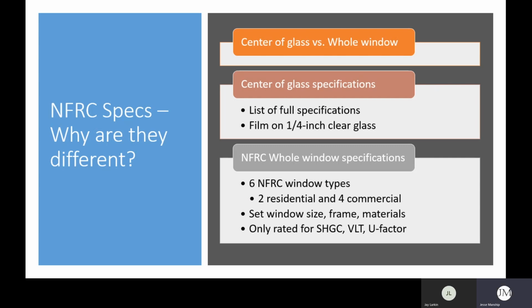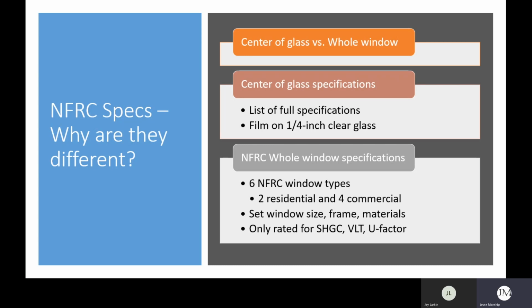The NFRC specs are different than what we've seen in the past. Madico design guides list both the NFRC specs and the center of glass window specs. The NFRC specifications are for the entire window unit. This includes the frame. There are 6 different glass types, and the specs are listed for each. They all use the same frame. There's 2 residential and 4 commercial ratings.